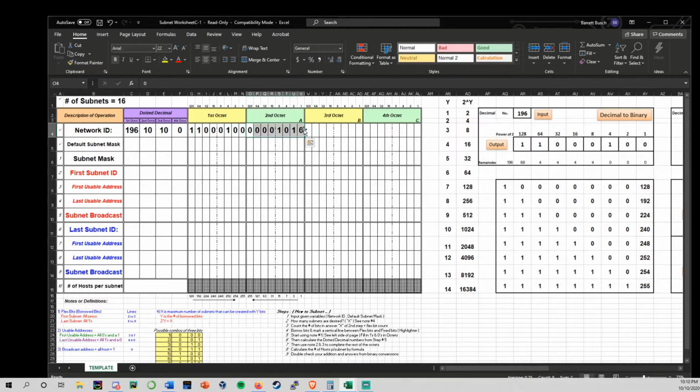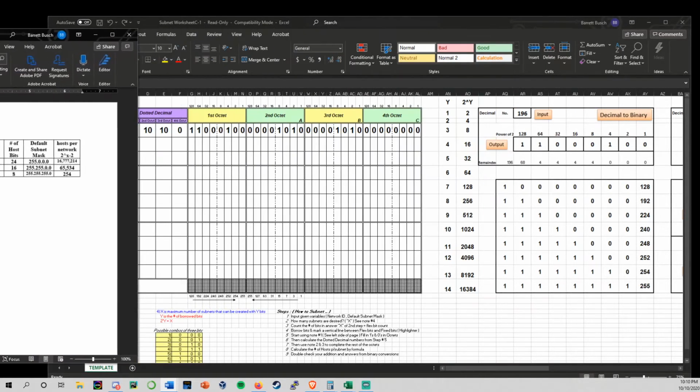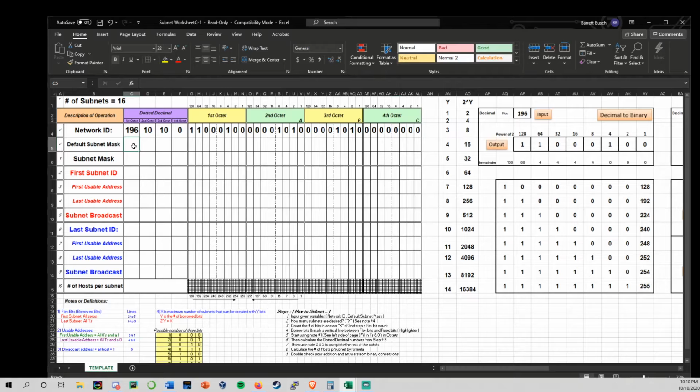All right, the next octet is the same. So I'm going to copy and paste. Fourth octet is all zeros. This is a Class C address. Remember the chart? So the default subnet mask is 255.255.255.0. So these will all be turned on. These are all zeros.